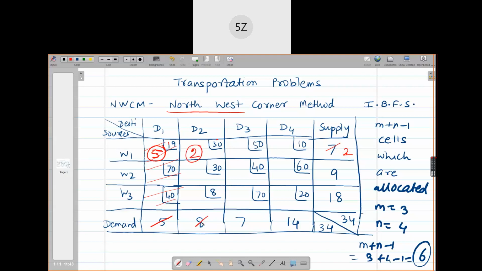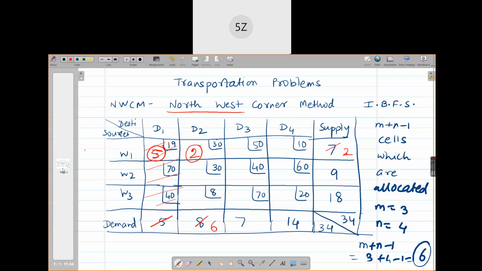Ma'am, once we have fulfilled the demand, we have to cancel out that column. Yes. Either the demand is fulfilled, cancel out the column, or the supply is exhausted. Whichever is the case, you have to cancel out that particular row or that particular column. Now what is happening at destination D2? Only 2 units are fulfilled. So how many more units does it require? 6. So I have written 6 here.